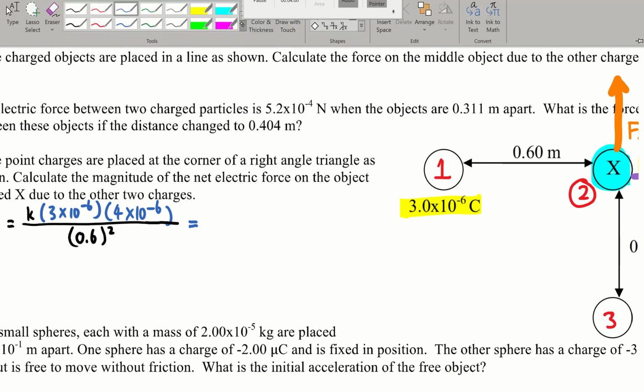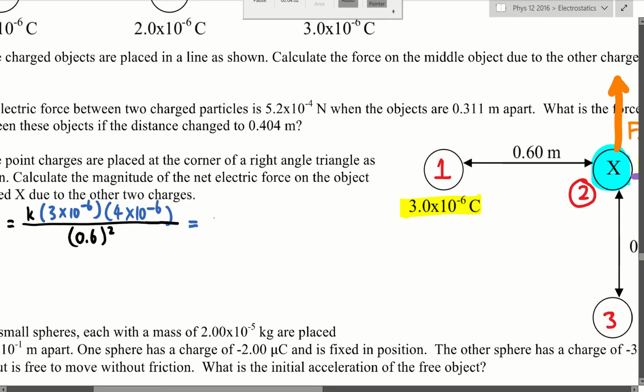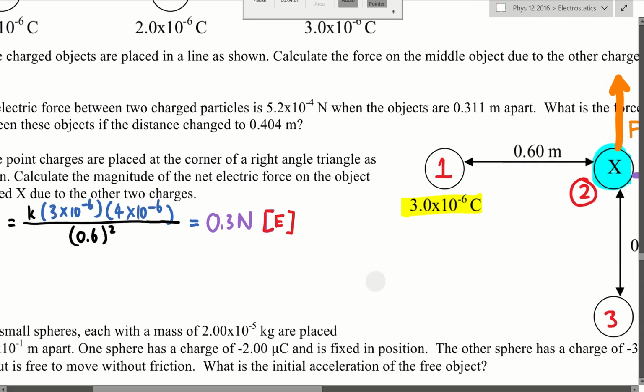Let me use the color code again. So 0.3 Newton. And that's going to which direction? I guess I could say east and north. You know what? Just say east then. So at least we can have an answer that has north, east, southwest at the end.